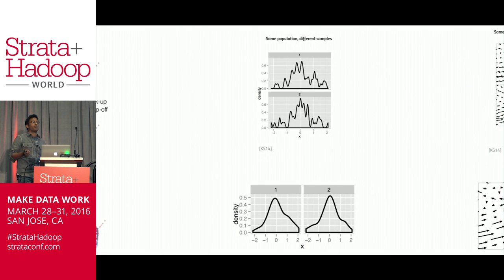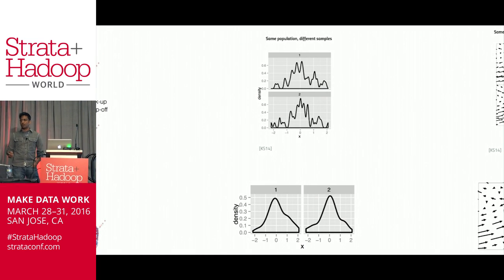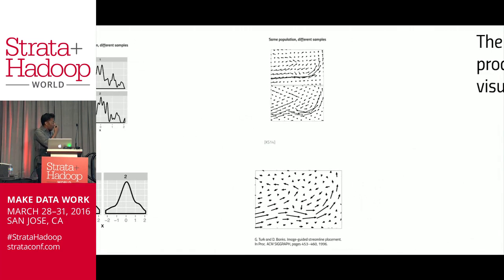So the samples are different, but the underlying distribution is the same. This is just kernel density estimation, and that gives you an estimate of what the underlying probability distribution function is. So your visualizations show the same shape, even though they're different samples. Make sense? Okay.